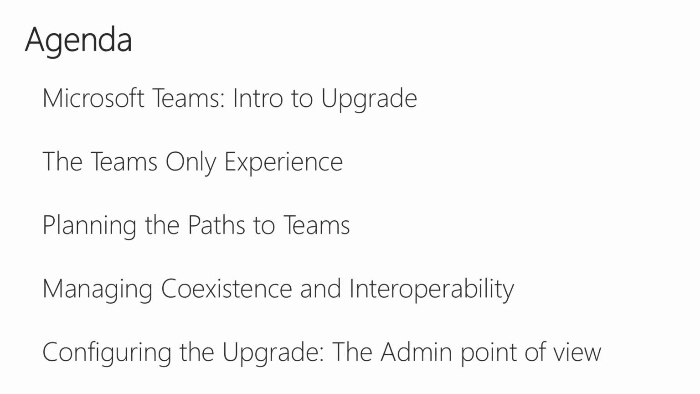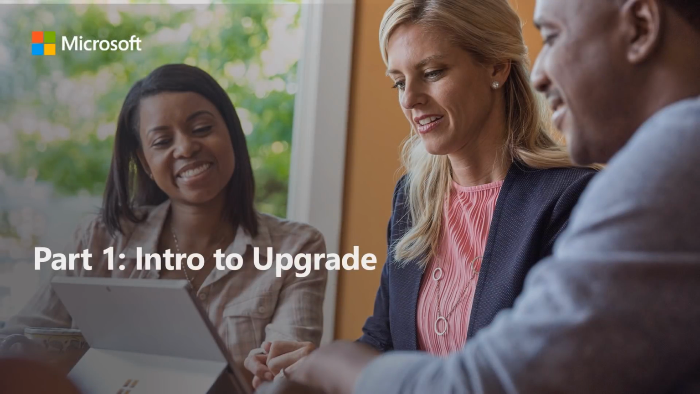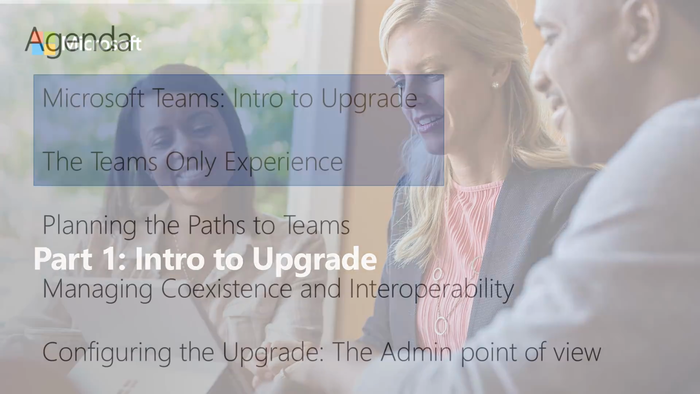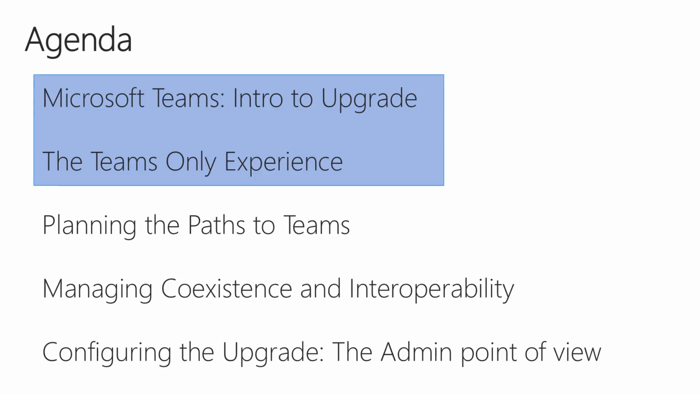The overall agenda for this training will cover 5 areas: Microsoft Teams, the introduction to upgrade, the Teams-only experience, planning our paths to Teams, managing coexistence and interoperability, and configuring the upgrade from the admin point of view. This training will be broken into 4 separate trainings. You are currently in Part 1, Introduction to Upgrade and the Teams Experience. This training will be covering the first 2 agenda items that you see here: Microsoft Teams, Intro to Upgrade, as well as our Teams-only experience. The remaining agenda items will be covered in subsequent trainings.